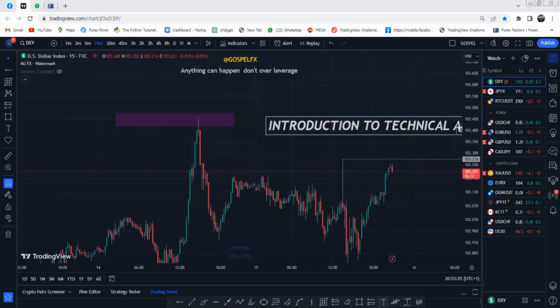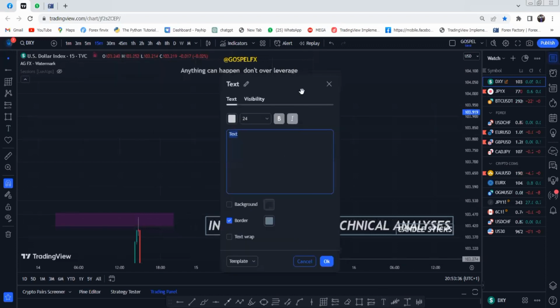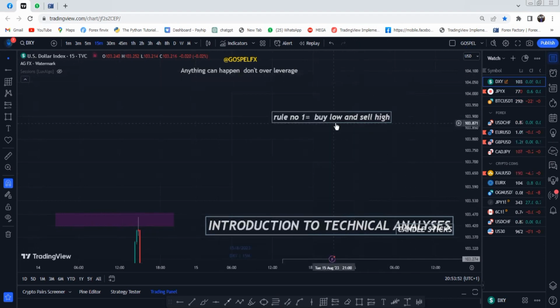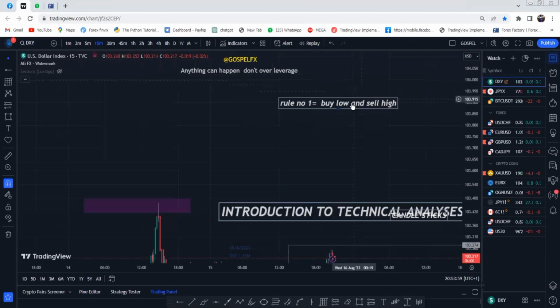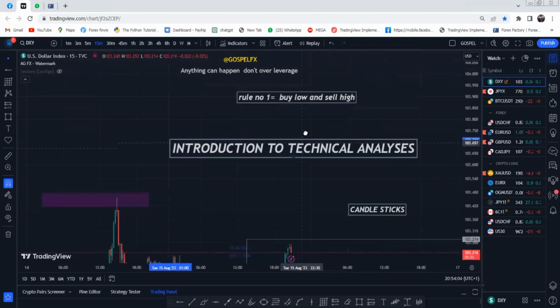That's the first rule of trading that I just gave you. So what's rule number 1? Rule number 1 says that you buy low and you sell high. Buy low and sell high. If you don't do this, you are not going to ever make any money in Forex.